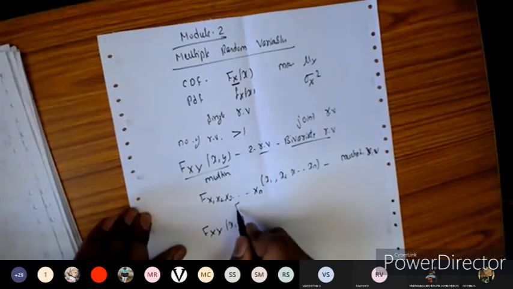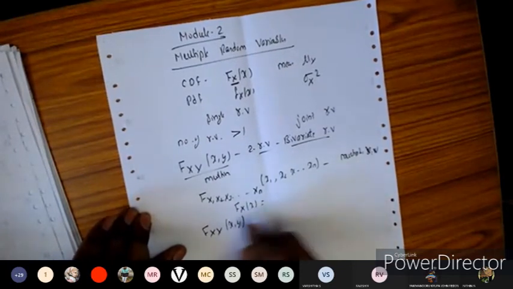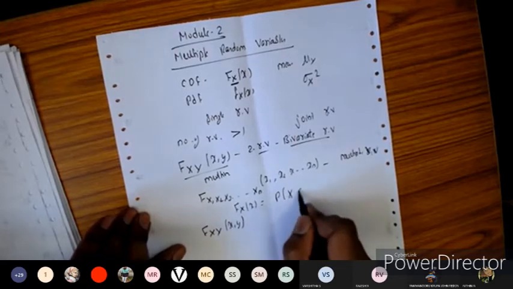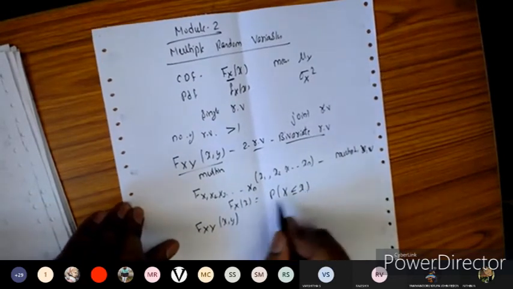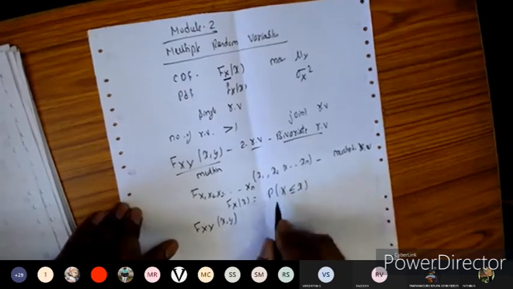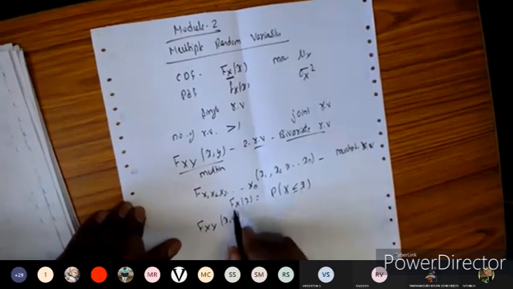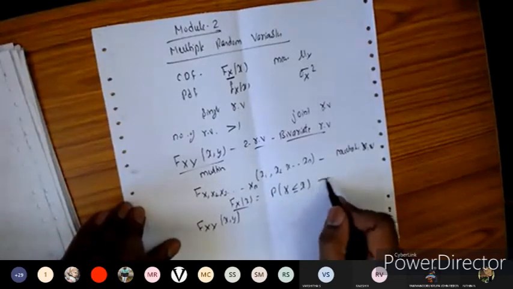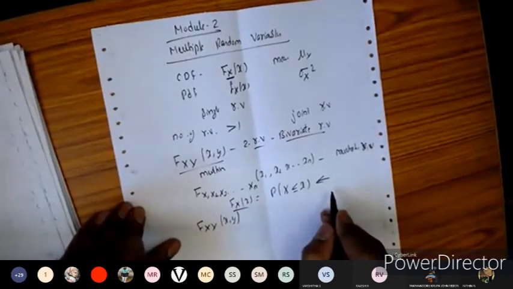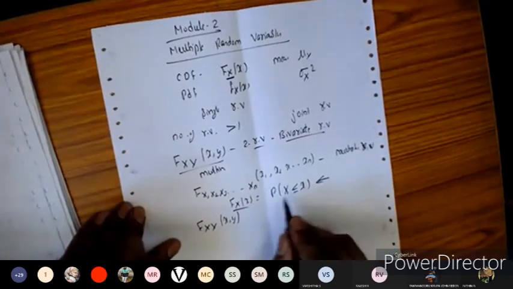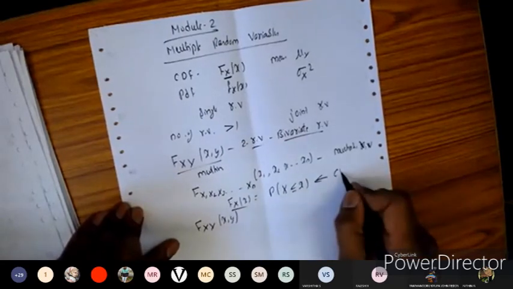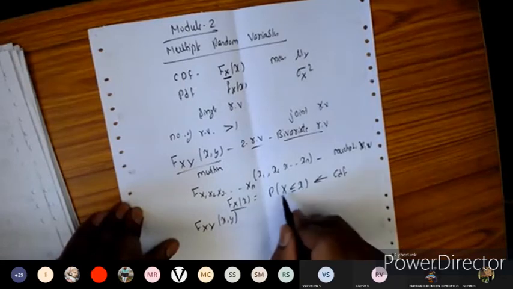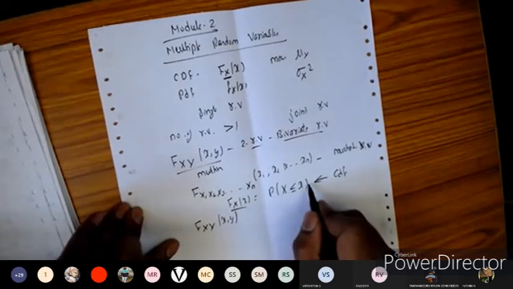For a single random variable, the CDF can be defined like this: the probability that x can take a value less than or equal to x. For the single random variable, F_X(x) is the CDF, the cumulative distribution function.